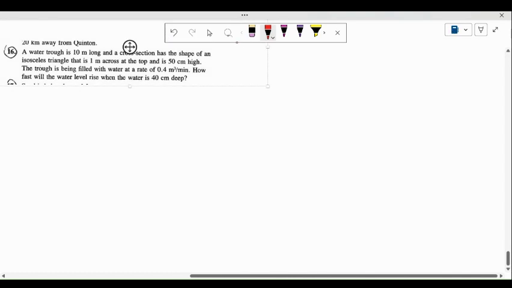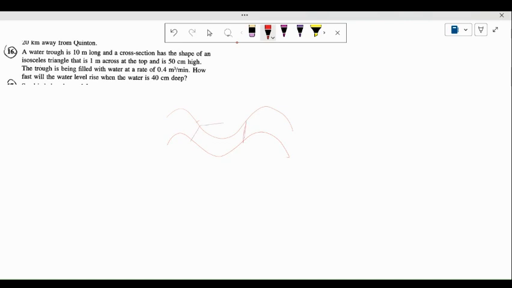A water trough is 10 meters long and a cross section has the shape of an isosceles triangle that is 1 meter across the top. Okay, the trough. So generally this is a water trough. Suppose we connect another one, it may look like this. He's saying that a cross section has the shape of an isosceles triangle. So this cross section will be an isosceles triangle.